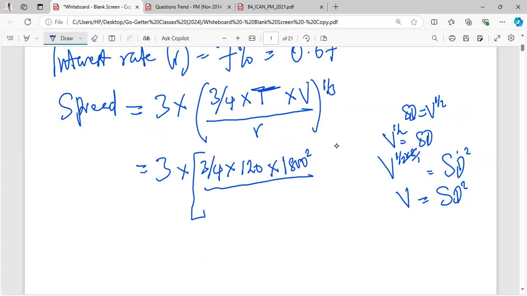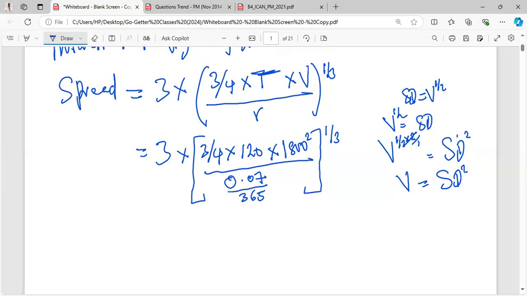Then divided by rate, which is 0.07. But now this is an annual rate. We need to change it to a daily rate. So you divide this by 365. Then you come down here and make it 1 over 3. So now let's tidy this up.